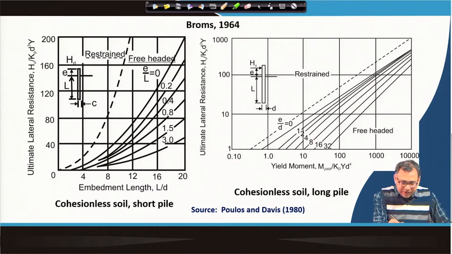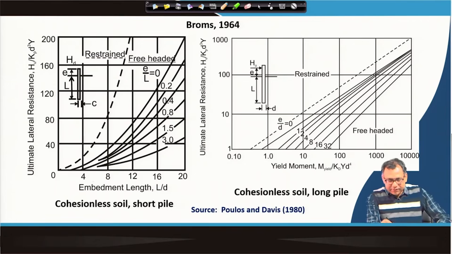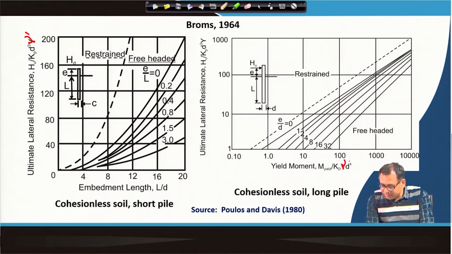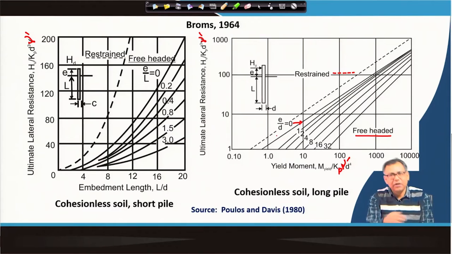So, for the fixed headed pile this is the dotted line, and for the free headed pile these are the firm lines, with L by D less than or equal to 20. Then I will get H u divided by k p d cube gamma dash. Here also we should know the k p value, not k d, this is k p, so k p d to the power 4. Here also I will get H u by k p d cube gamma dash. This dotted line is the fixed headed pile, and the firm line is the free headed pile, with values 0, 1, 2, 4, 8, 16, 32. So, either you can use this chart or the equations.